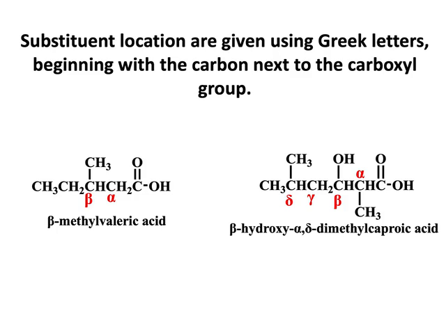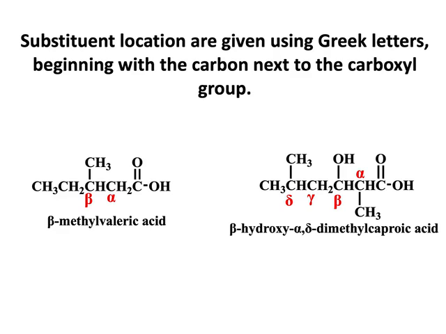Okay, the next rule is that substituent location is given using Greek letters, beginning with the carbon next to the carbonyl group. Here is an example of this situation, in this carboxylic acid, where we want to use the Greek letters. We learned before in the previous chapters that we have alpha, beta, saturated and unsaturated carbon.